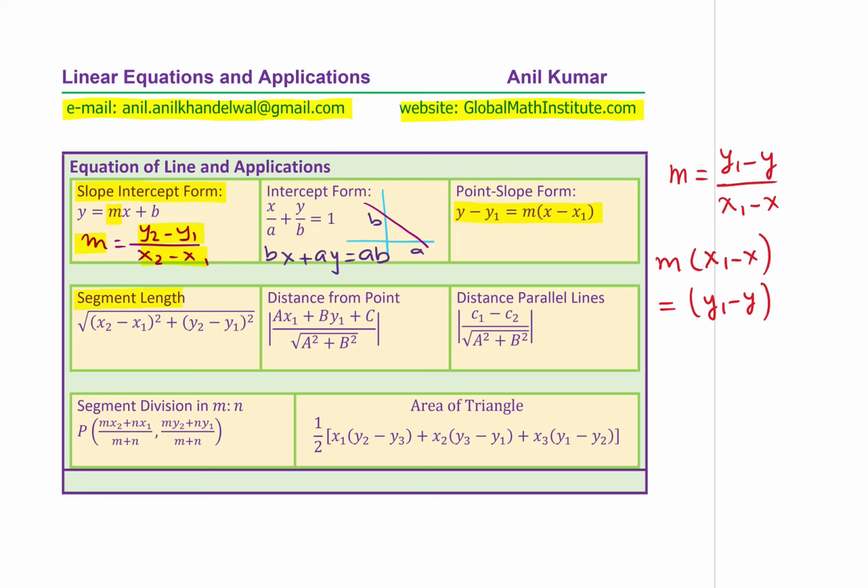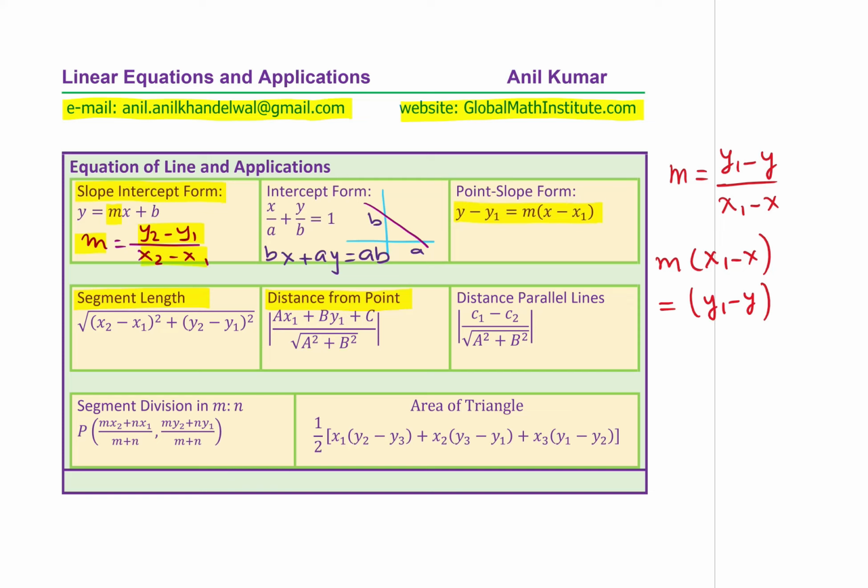And then the length of the segment given 2 points, that is the standard formula, square root of x2 minus x1 whole square plus y2 minus y1 whole square. Now these are some formulas which are not commonly used. Now the formula here is the distance from a point to a line.